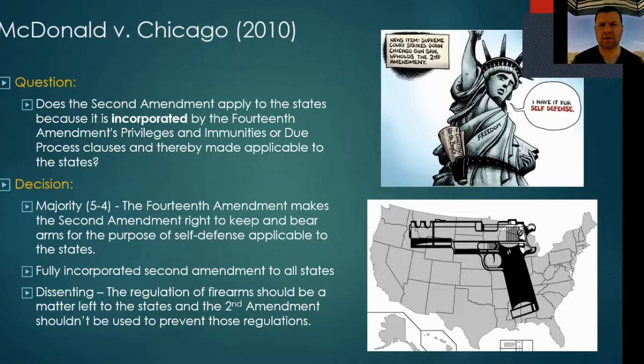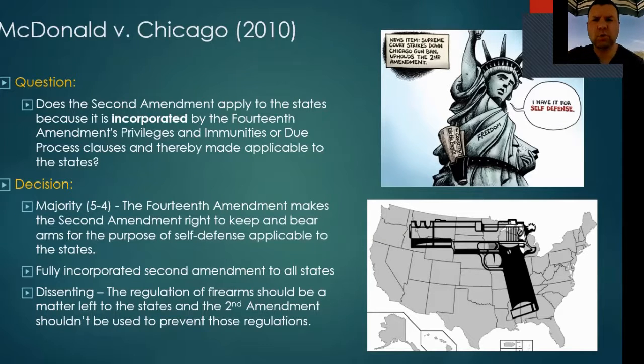All right, McDonald versus Chicago. This is a Second Amendment case. It's also the case that you need to be familiar with when it comes to selective incorporation. That's a term you need to understand: how the Bill of Rights, which was originally created and applied only to the federal government, has over time been selectively chosen by the Supreme Court, certain amendments applied to the states.